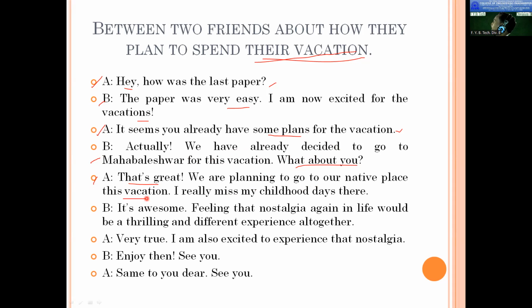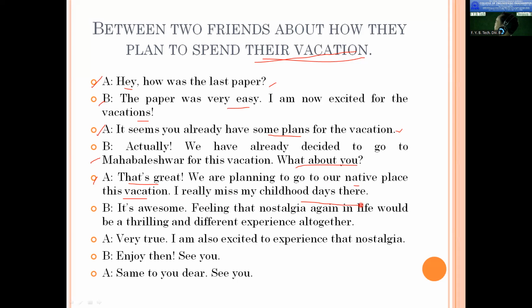So usually for the purpose of education, for the purpose of job, for the purpose of a number of reasons, people migrate from village to city. And here in case of A also, they are saying that we are planning to go to our native place this vacation. I really miss my childhood days there. So here you people can have different options. You may think that we are planning to go to Ooty, we are going to plan to have a vacation in hill stations. You can think of a number of tourist spots.